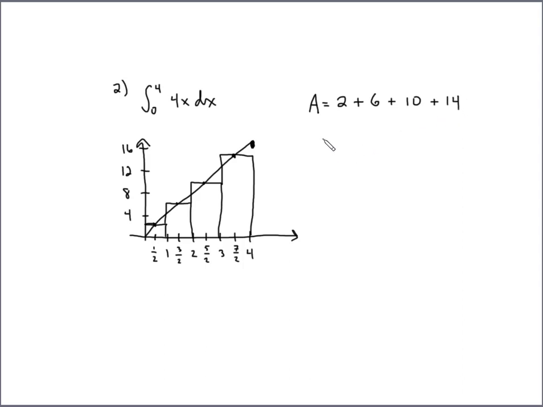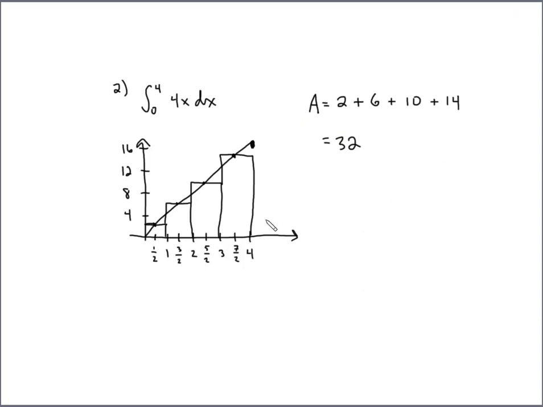So add these all up, and that gives the approximation of the area under the curve. So it's going to be 2 plus 6 is 8, plus 10, that's 18, plus 14, that's 32. So the approximate area under this curve between 0 and 4 is 32.